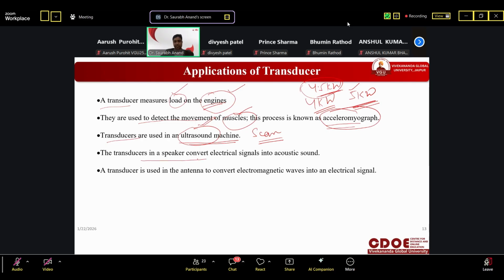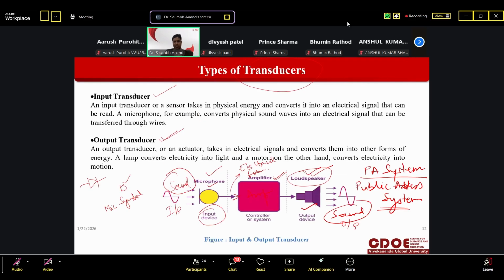It is used, like we have used in PA system. Okay, it is used in a speaker, that is actually converting electrical signal into acoustic sound. This is the example of this thing. Okay, so this is about this diagram.